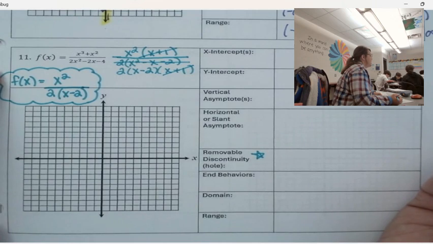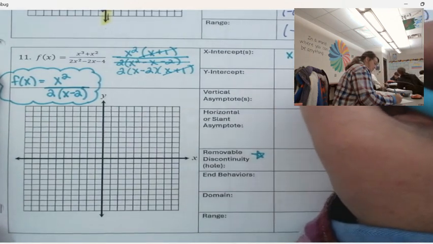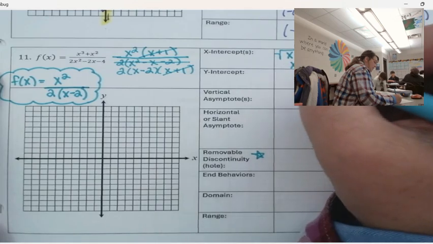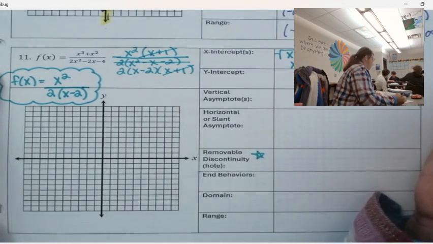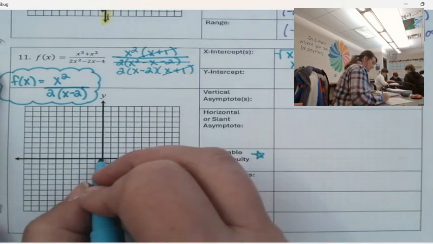Now I'm going to follow my next step, which is to find my x-intercept, which means to set the numerator equal to 0. X squared equals 0, and to solve for x, since it's a square, I square root both sides, and 0 can't be plus or minus. So my x-intercept must be right at 0, 0.